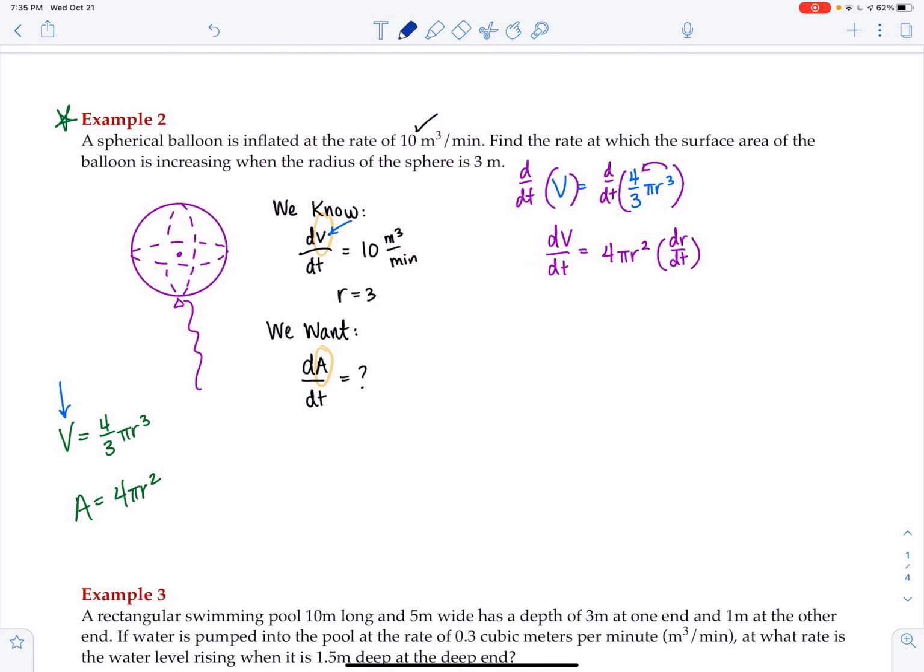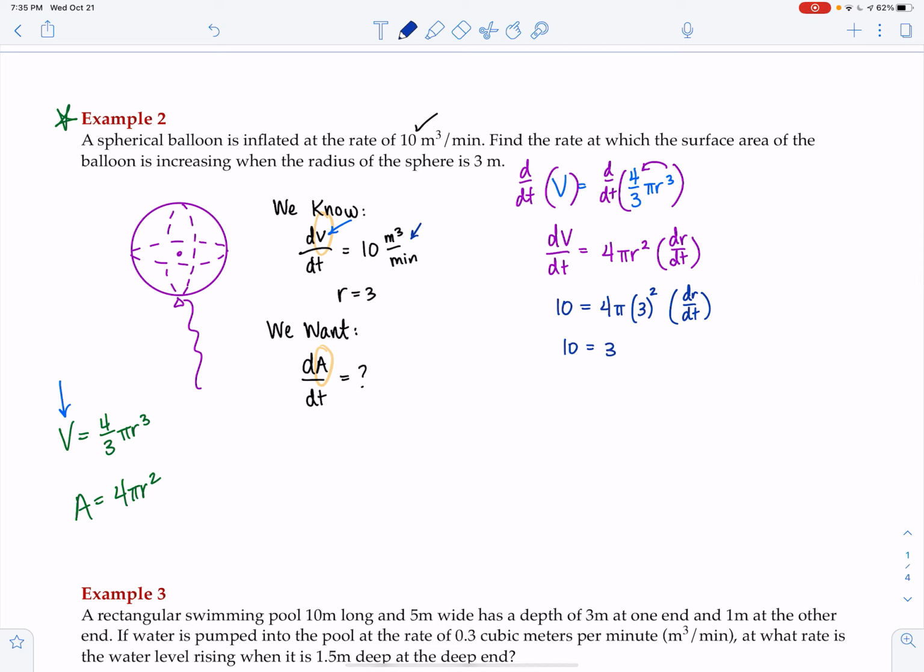So here we go. I do know what dV/dt is. That's 10 cubic meters per minute. 4 pi is a constant. We're using r of when the radius is 3, and then we have this unknown of dr/dt. Well, we have the information to at least solve for that unknown, and maybe that will be helpful. So I get 10 equals, this becomes 36 pi times dr/dt, which means dr/dt is equal to 10 over 36 pi, which we can reduce to 5 over 18 pi meters per minute.